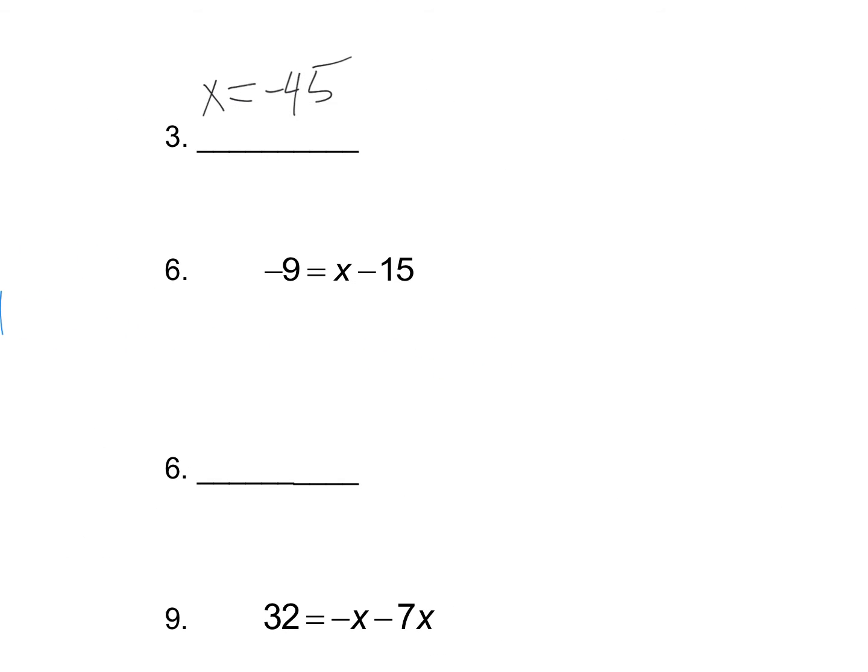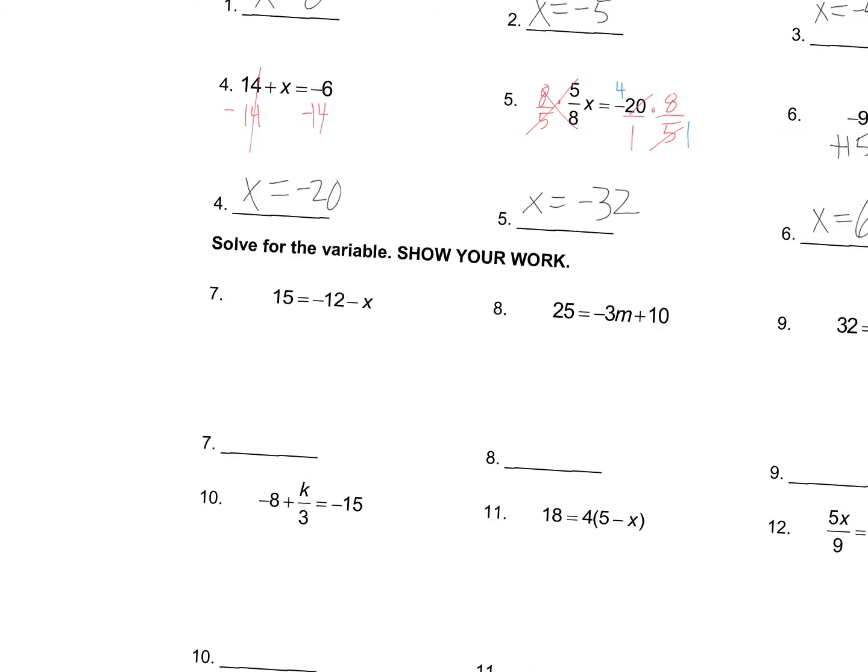Coming over to here, another of the same, add 15 to both sides, undo subtraction. These cancel, -9 plus 15 will give us +6. Again, you just use floats and anchors for that.